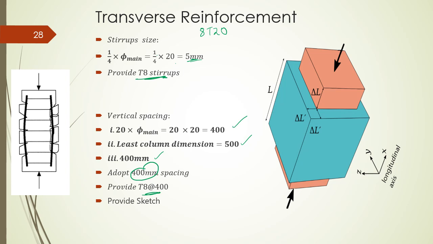Then at this point, you will provide a sketch. This is your column, and you had 8 bars and a stirrup. I'm going to tweak this. This will be T8 at 400, and this will be 8T20, which gives us 2513 millimeters squared.